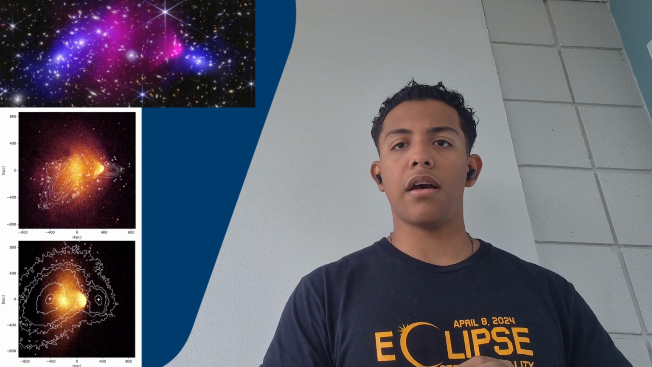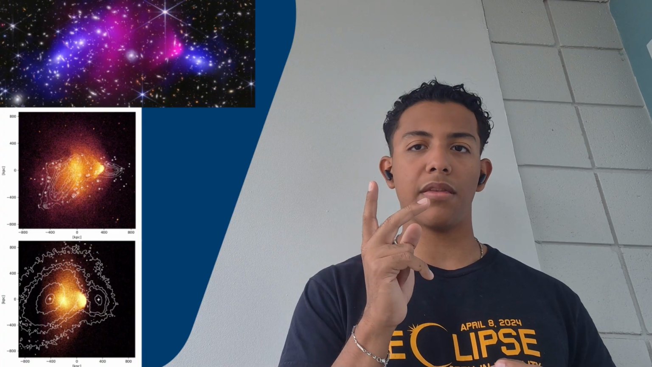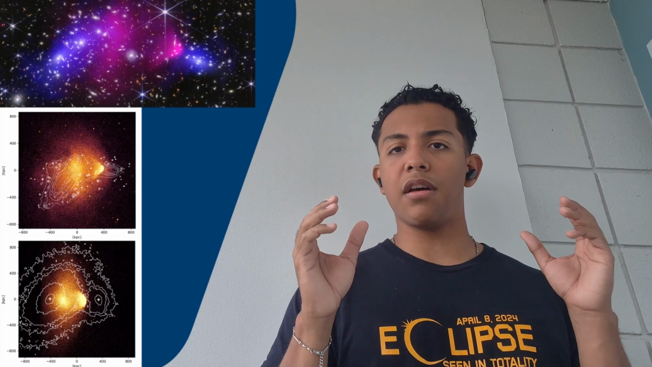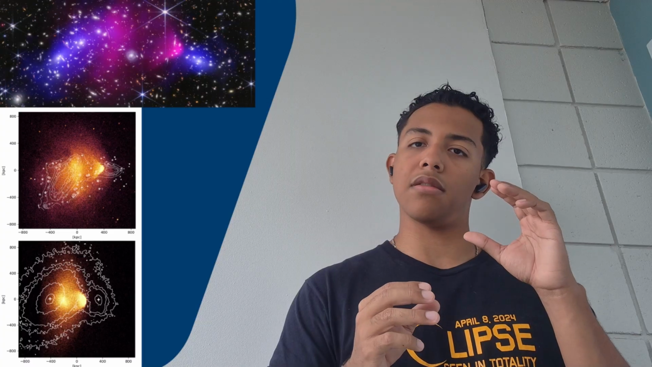I did this by creating two galaxy clusters. I threw them at each other under different conditions, and then I analyzed the results. I was looking for two main things. First, this dark matter and gas separation, and the second one was that the shape of the gas was similar to that of the Bullet cluster.